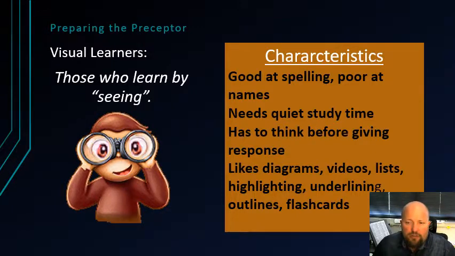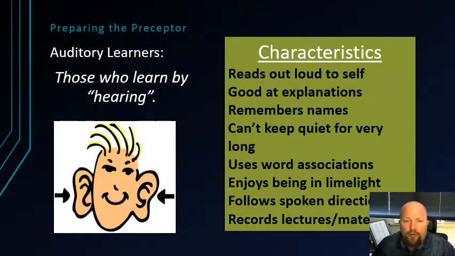So, this is just some ideas and some brief characteristics of those people that learn by hearing. They read out loud to themselves and are good at explanations. They do remember names. They can't keep quiet for very long, and they use word associations to memorize things, like "sample history." We're going to get a sample history. Or "DCAP-BTLS," they use those to associate what they need to do, what they need to remember. Some of those are, they follow spoken directions very well, and they can listen and understand and record lectures and material.